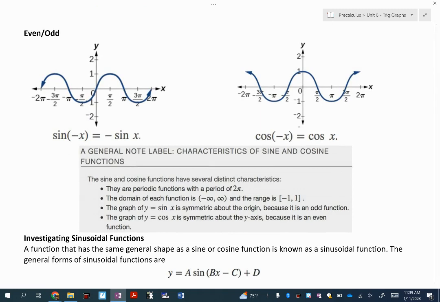Another characteristic of these functions is that the sine function, if you look at this one on the left, has origin symmetry. So it is an odd function. So the sine of x is an odd function. Okay, and cosine of x has y-axis symmetry, right? It's going to be reflective across the y-axis. So the cosine of x is actually an even function.